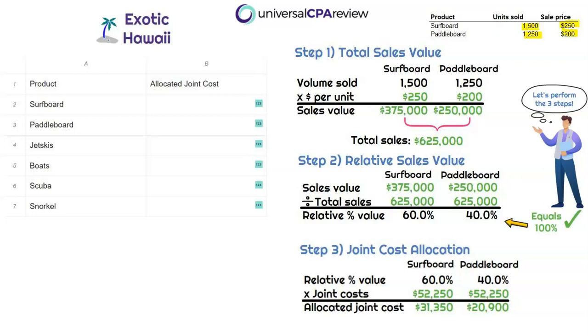So for surfboard, take 60% times those joint costs of $52,250, and that means the allocated joint cost for surfboard will be $31,350. And then for paddleboard, same calculation, 40% times $52,250, and we get allocated joint costs of $20,900. And guess what? When you add those two together, you end up back at the $52,250. So that's your final check to make sure that you did allocate 100% of the cost.